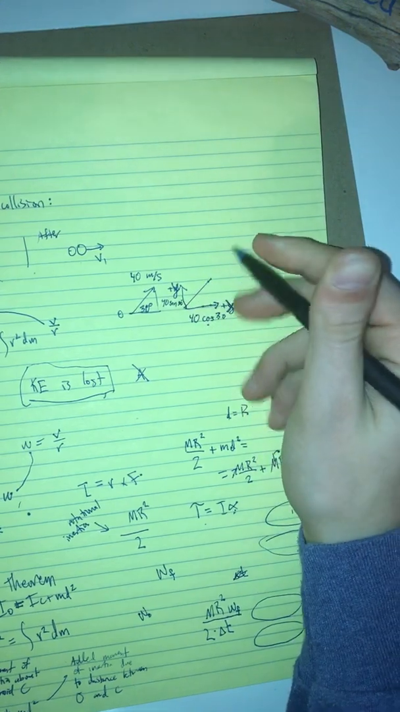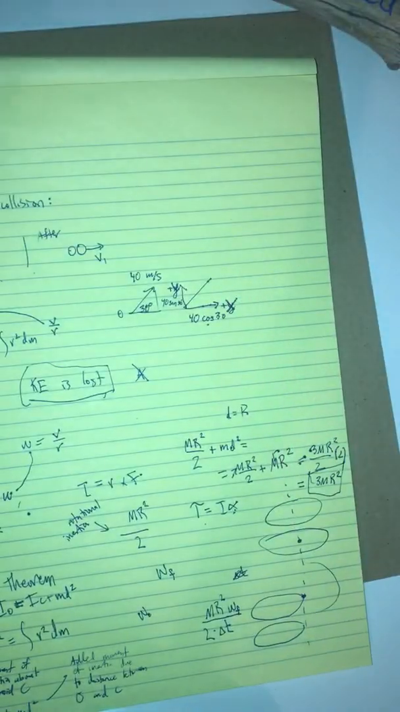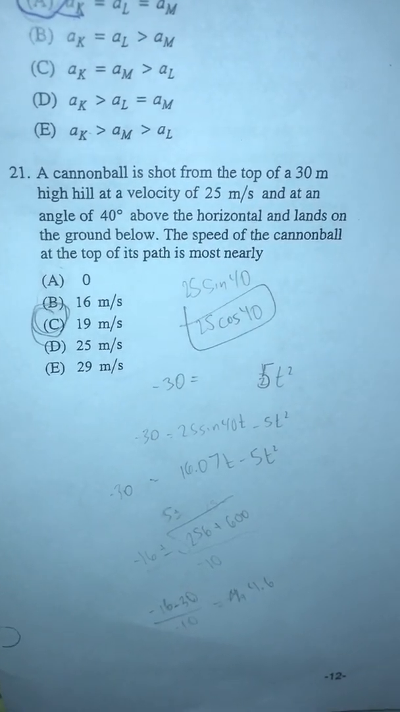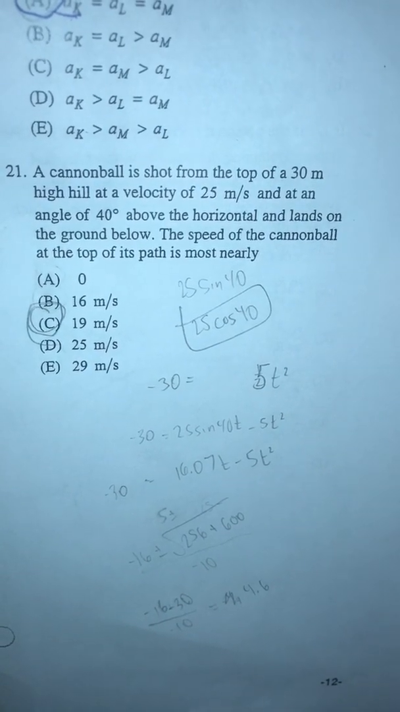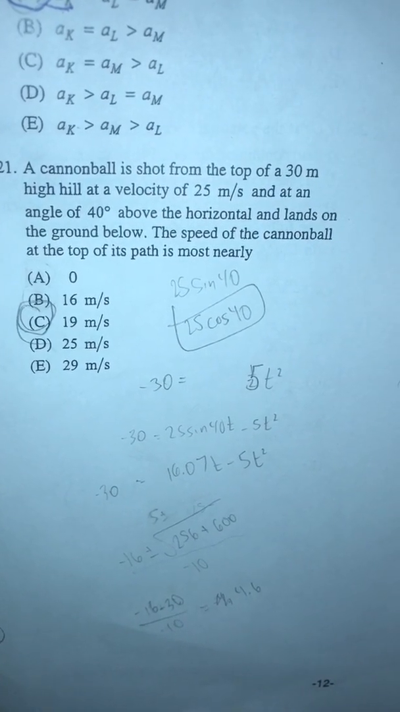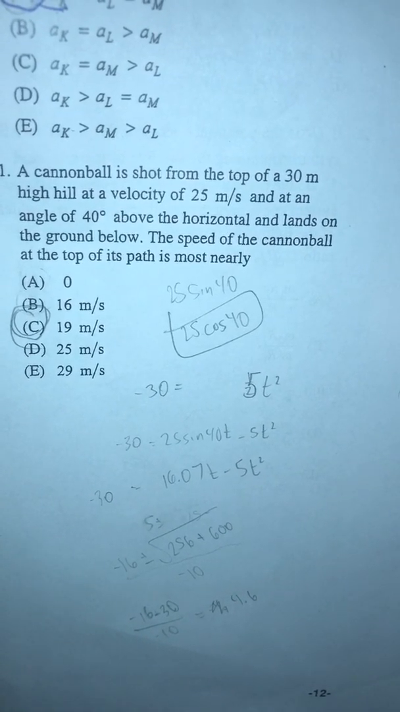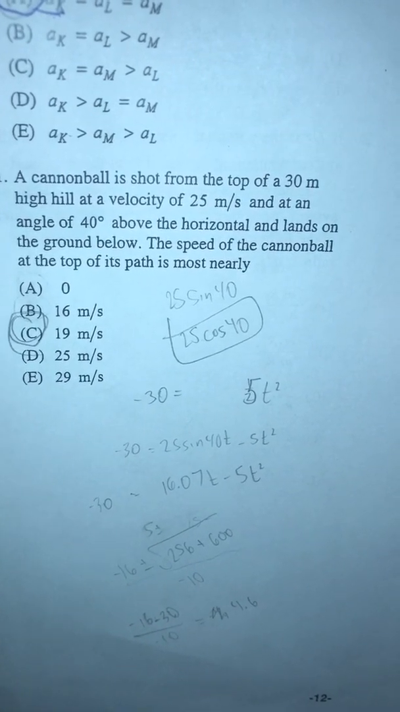So now we're going to use this in our example problem, which is: a cannonball is shot from the top of a 30-meter high hill at a velocity of 25 meters per second and an angle of 40 degrees above the horizontal, and lands on the ground below. The speed of the cannonball at the top of the path is most nearly. Okay.